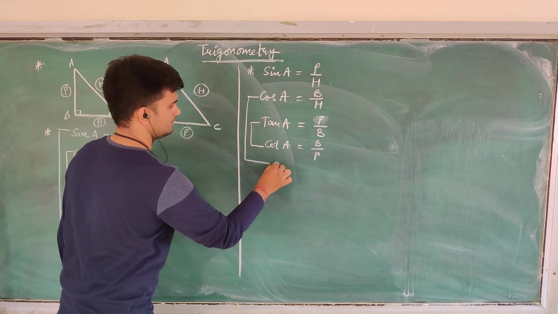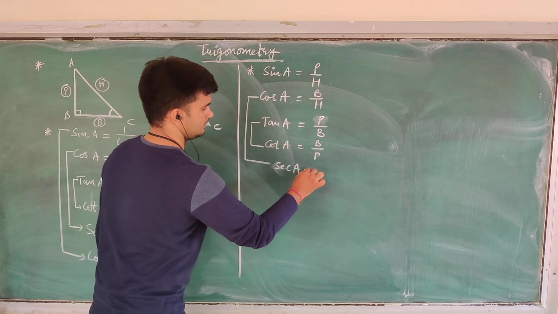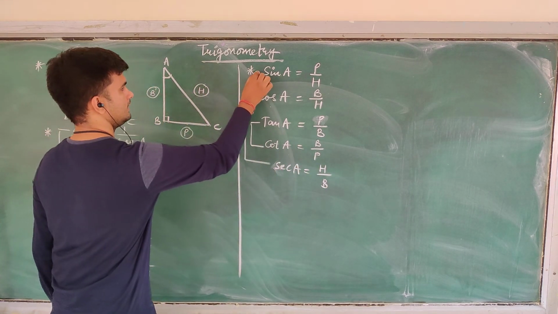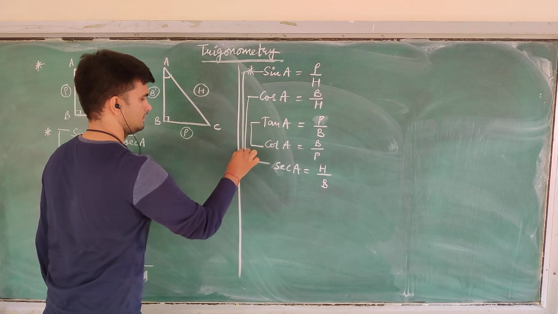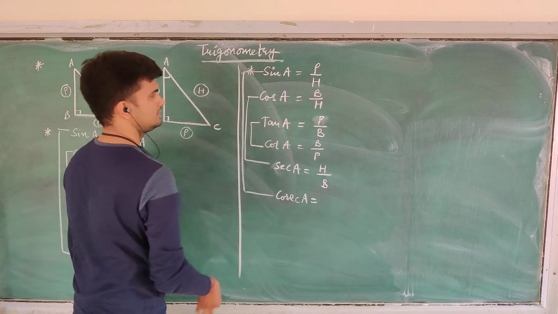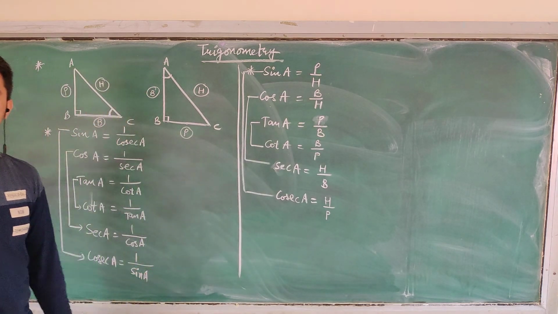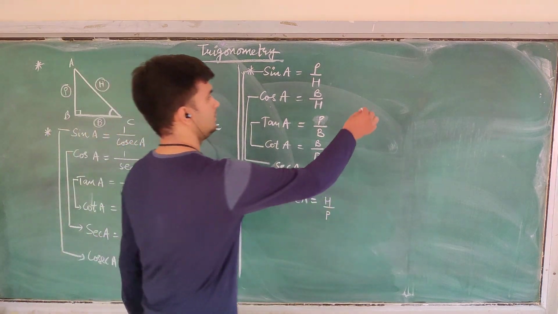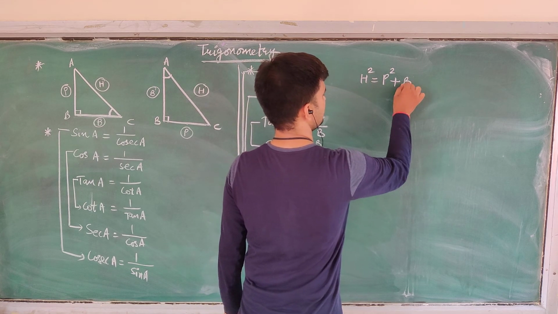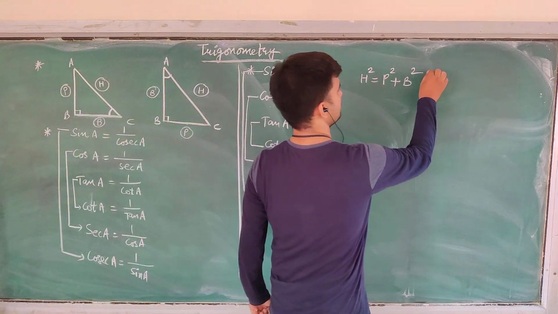Then cos A is the reciprocal of secant. Secant A is equal to H by B. Then last one, cosecant A is equal to H by P. Right? And you know about this result, H square is equal to P square plus B square by using Pythagoras theorem.